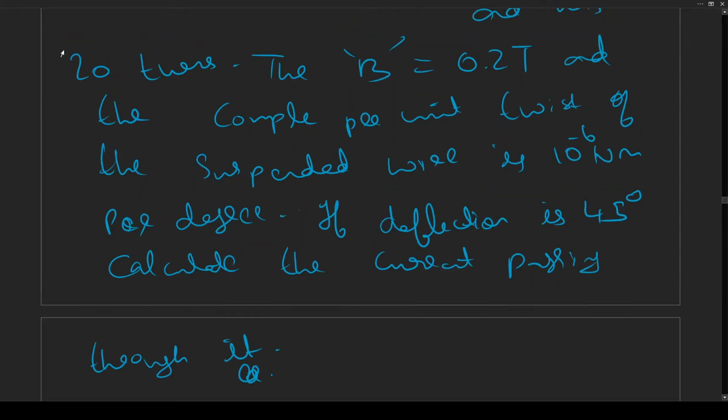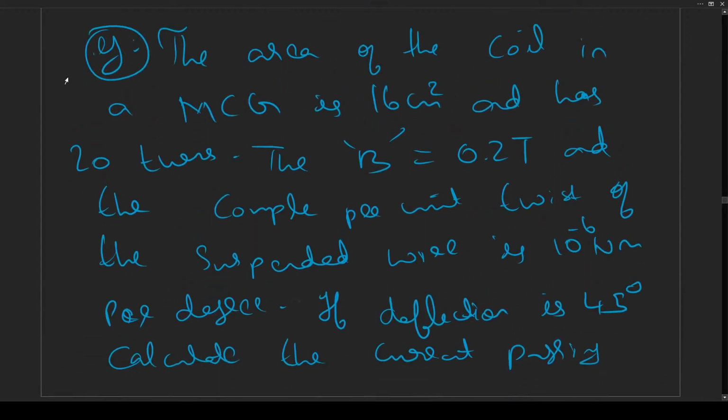The information given here is the area of the MCG coil, which is equal to 16 centimeters square, and the magnetic induction is 0.2 Tesla, and they give the twist of the suspended wire as 10 power minus 6 per degree. If the deflection is 45 degree, calculate the current passing through it.